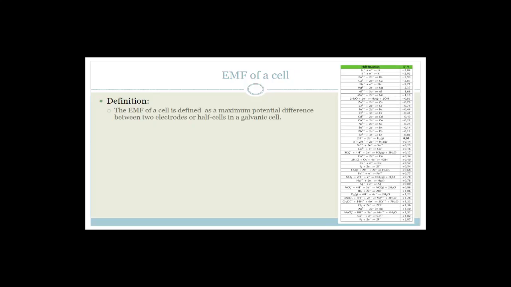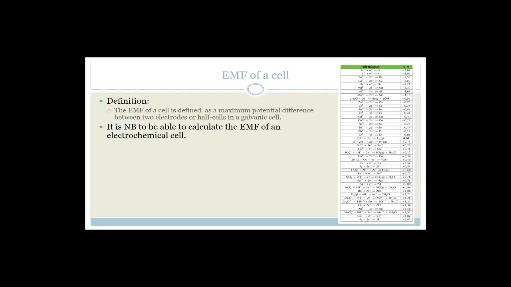Similarly, the EMF of the cell is defined as the maximum potential difference between two electrodes or half cells in a galvanic cell. And why do they say it's the maximum? Well, because the minute you put the two electrodes in contact with each other in a circuit, the minute you close that, it starts giving off electrons, which means the EMF is immediately going to start decreasing. So therefore, the EMF is the maximum potential difference that can occur between two electrodes before we actually connect it.